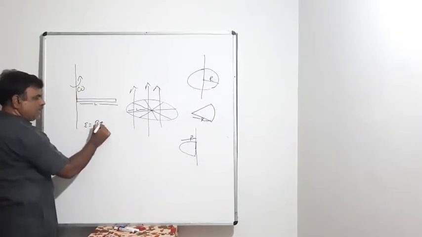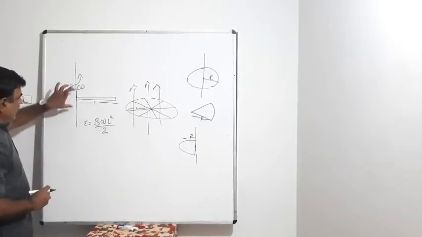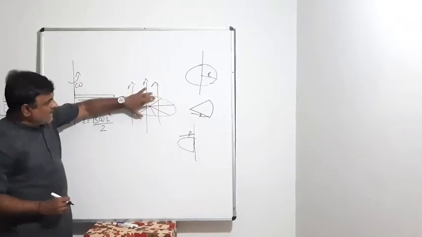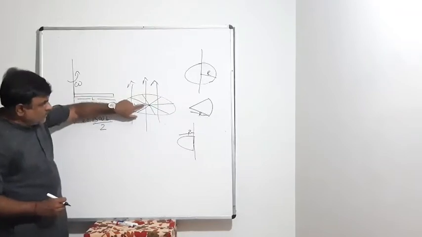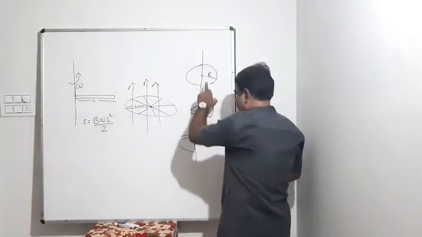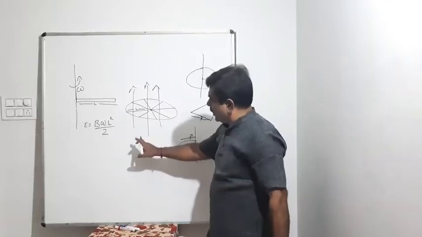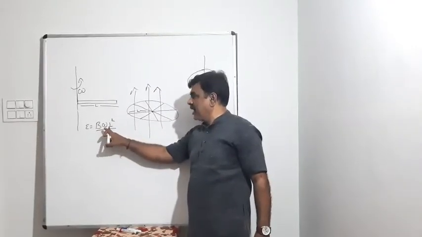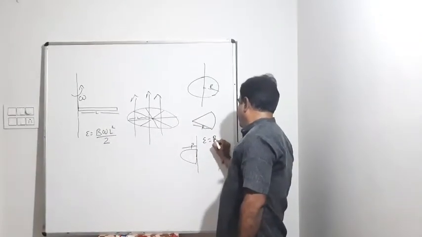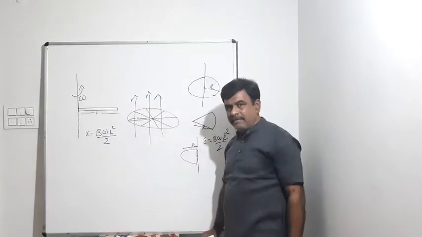E is equal to B omega L square by 2. Whether it is a single rod of length L or a conducting wheel with n number of spokes, each spoke having length L, or a disc of radius R, quarter disc or semicircular disc, in all you can use this E equals B omega L square by 2, provided that here E will be B omega R square by 2, where L you have replaced with R.